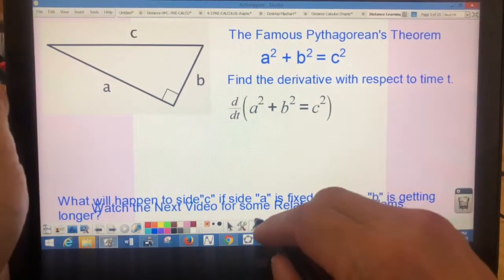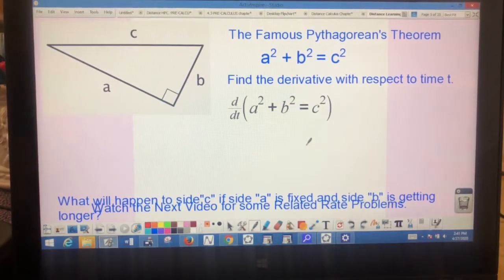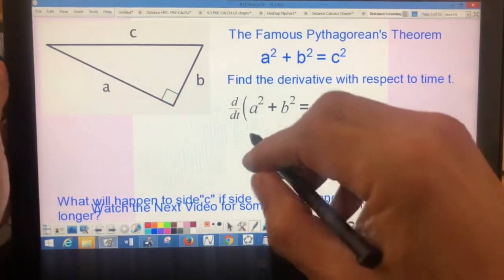All right, let's go through this. You can pause and do this before I do it. So this is just a derivative, so pause. All right, welcome back after your pausing.